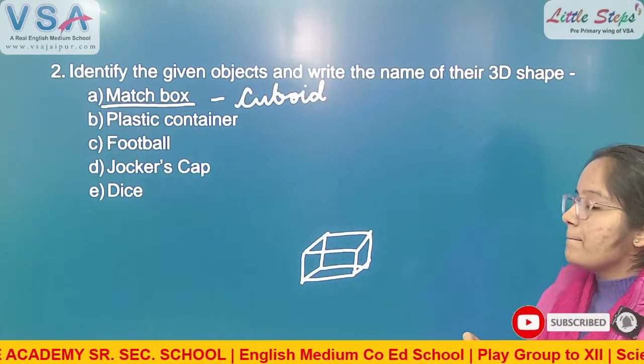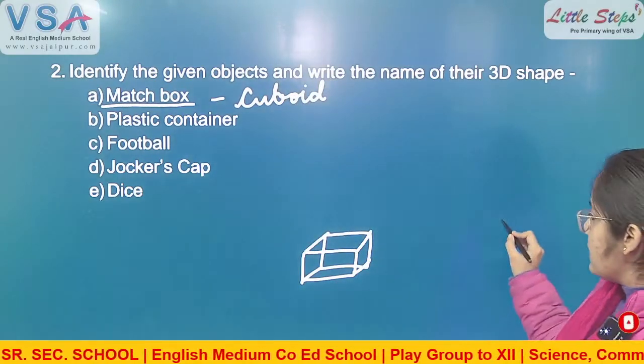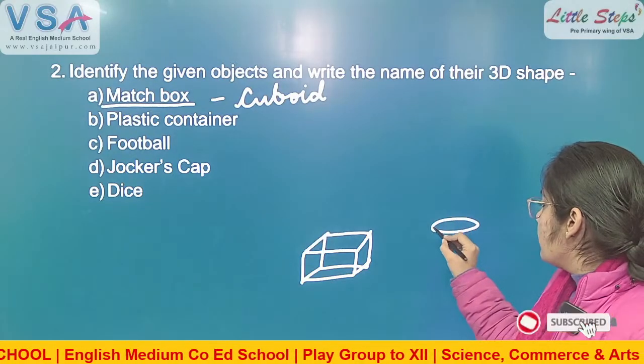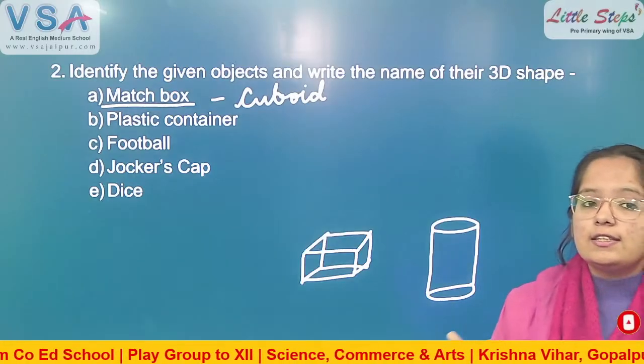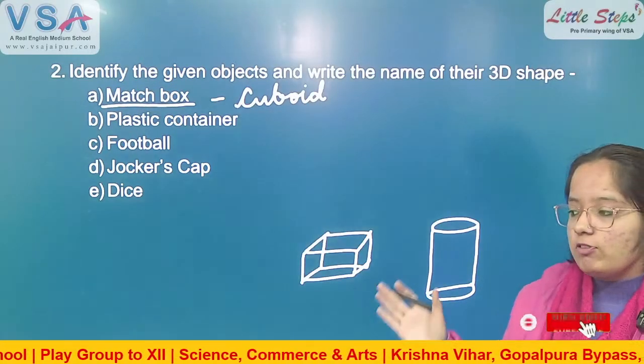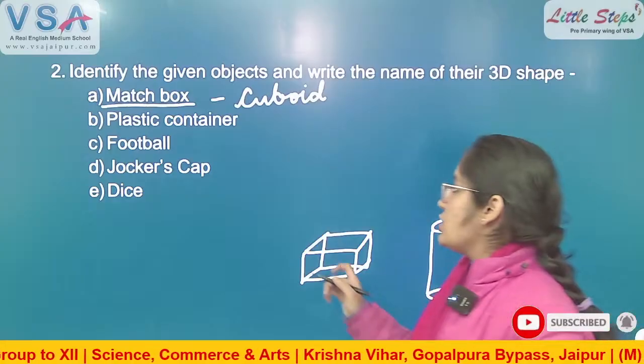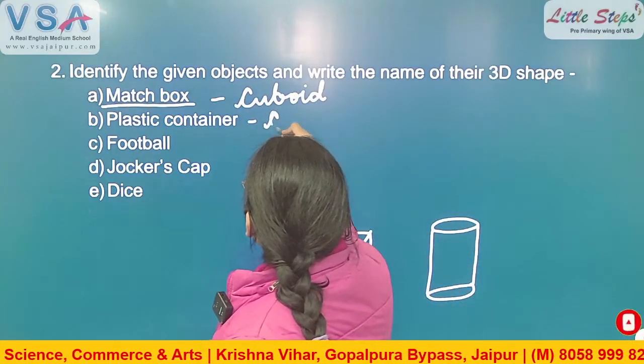Next one is a plastic container. When we talk about a plastic container, we always talk about a circular plastic container. I know that there are other shapes of plastic containers as well, but we are talking only about this particular shape. And the shape of this plastic container is cylinder.